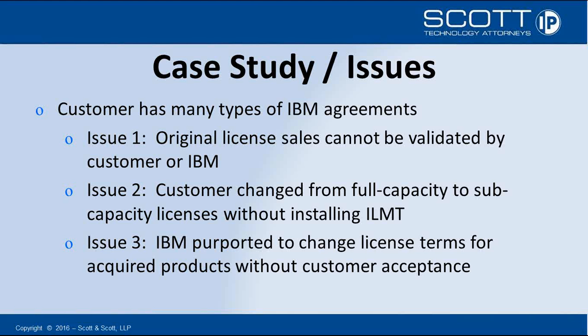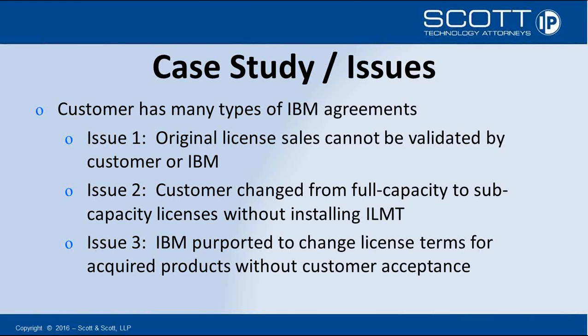So the customer, as I said, has a number of different types of IBM license agreements, but nobody can find the original agreement that governs the original purchase. So you have a situation where the customer believes that it has the licenses for a particular product, but it cannot prove so. The second issue is that the customer virtualized its environment, and someone on the team understood that they could only license the capacity of the virtual environment that was using the IBM products, and nobody installed ILMT.